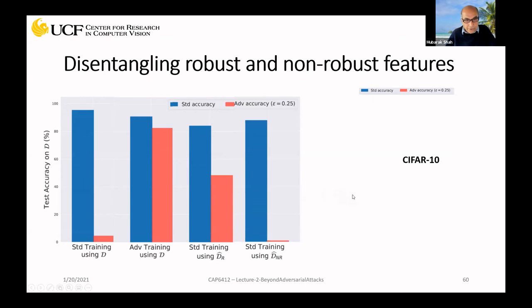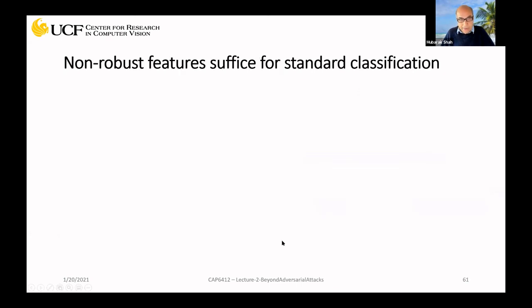Now, if we use standard training using the data set obtained from the non-robust classifier, then as you see, after the adversarial attack, the performance really goes down. So that's the main point. And that's a problem.